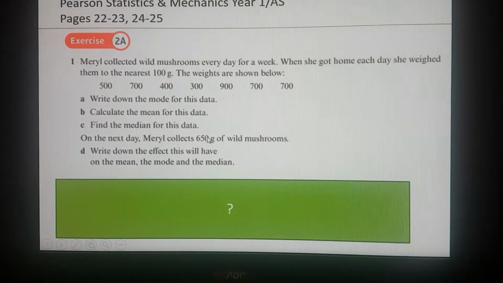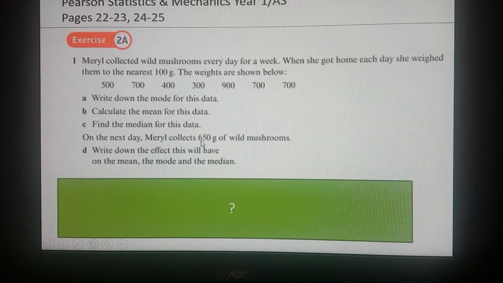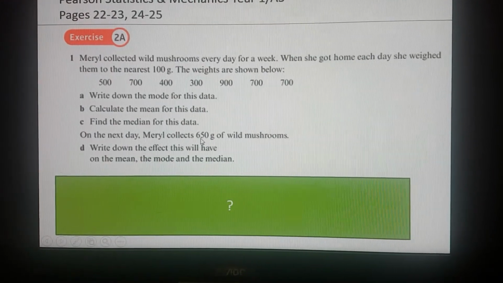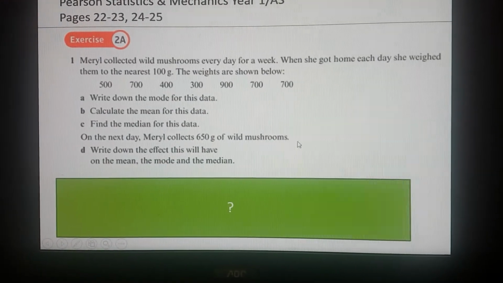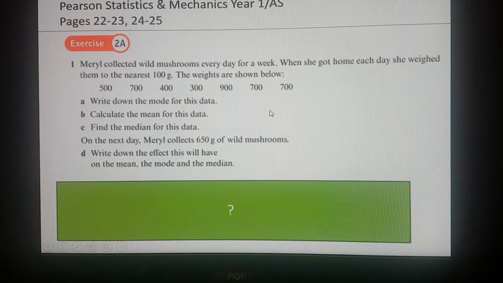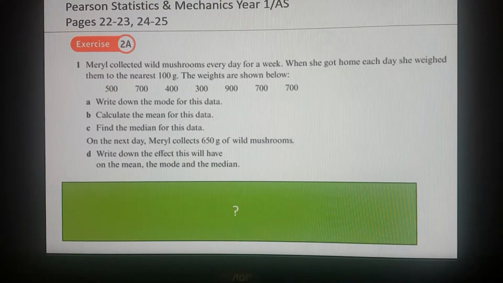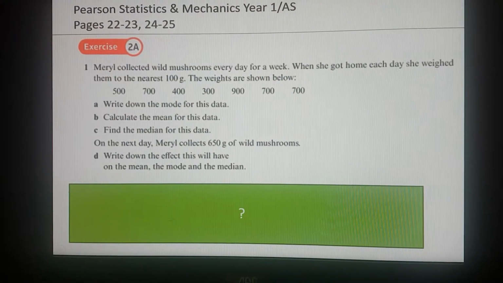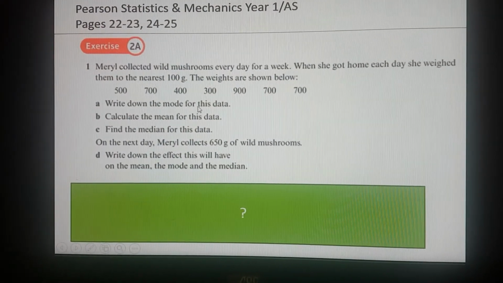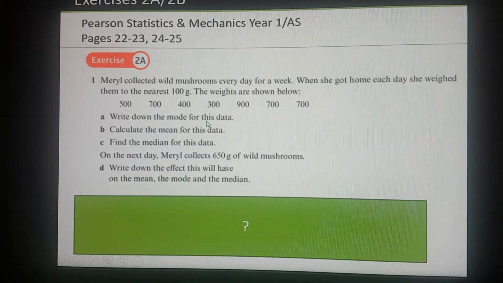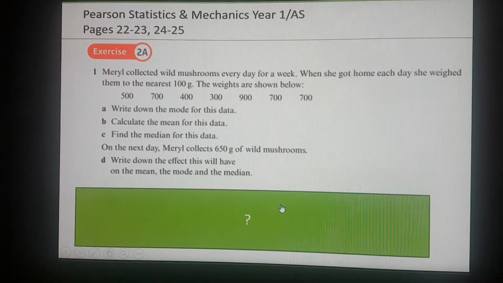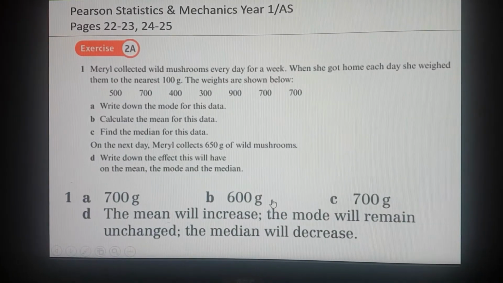We can tell that the mode will not change because we don't have any other 650, and the mode will still be the same, the most common. The mean and the median depend on whether it's below 650 or above that. So once you work out the mean and the median, you can tell if it goes up or down. Those are the answers.